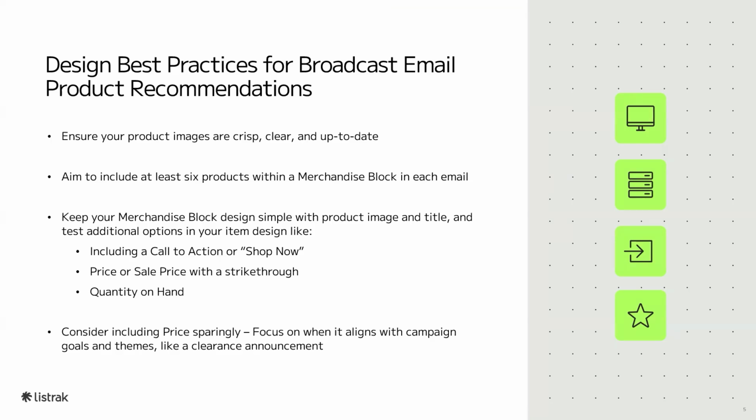A merchandise block that has a nice, crisp, clear product image and the product title is very effective. But don't just limit yourself to a product image and title. Test into things like a crisp, clear call to action: buy now or shop now. Test into price, right? We typically say use price sparingly, but there are plenty of occasions where showing the price or the sale price is very effective.